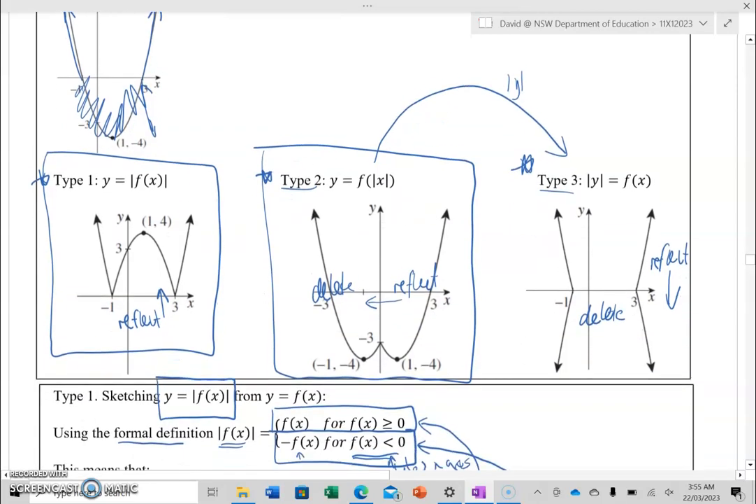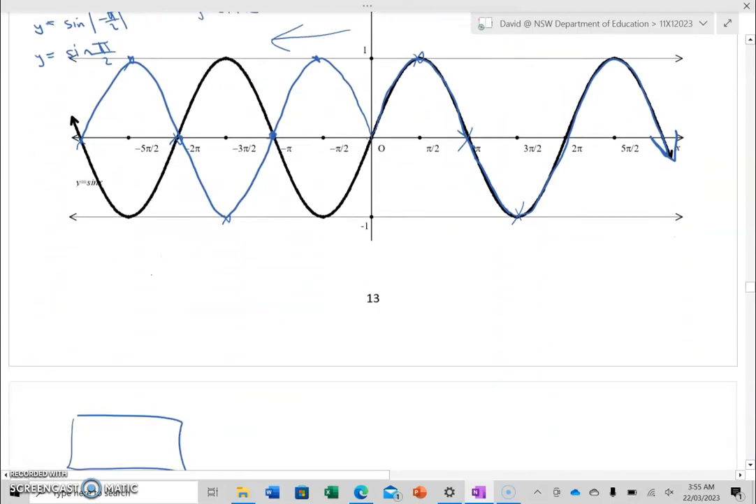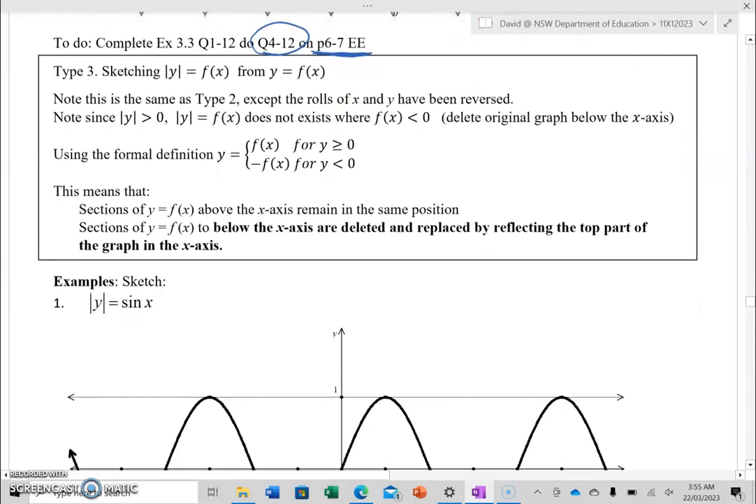Let's look at the definition, try and understand it a little bit, and then we'll do some examples. The first thing to note is we know absolute values must be positive. So obviously this graph won't exist when f of x is negative. Since absolute value of y is positive, absolute value of y equals f of x doesn't exist where the original graph is below the x-axis.